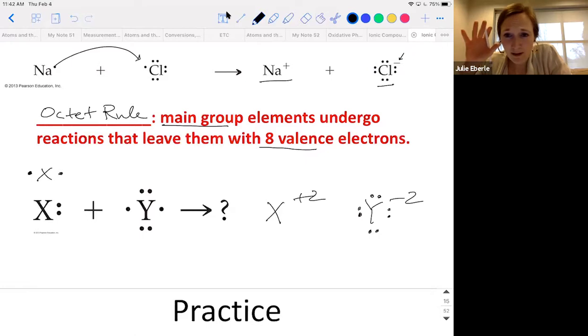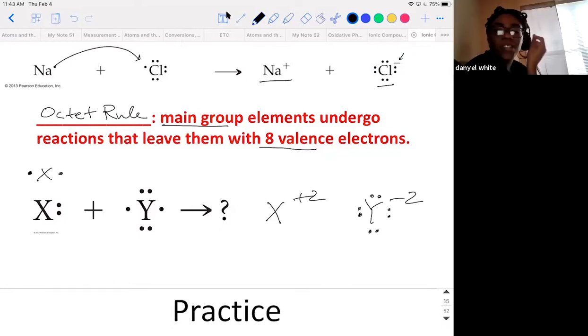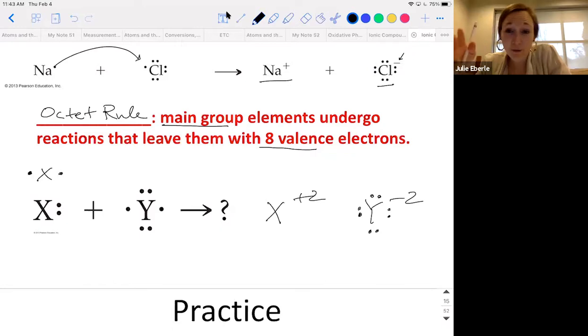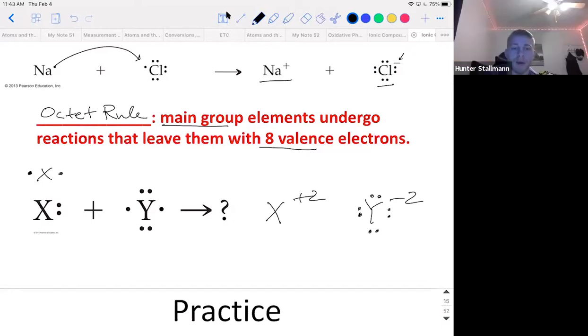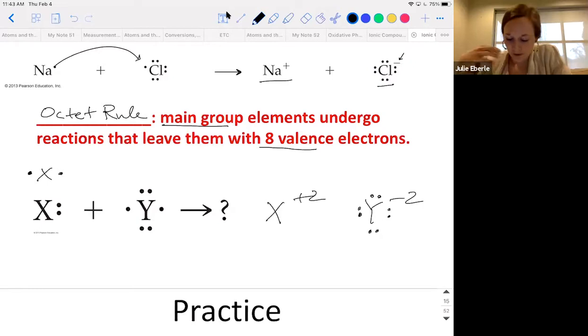Anybody confused on that? Like why x has a plus 2 and why y has a minus 2? Yes. So why does the x have a plus 2? Okay, I'm going to open the floor. Does anybody else maybe want to tackle that question before I do? Because X gave away 2 electrons, so it's becoming more positive. So it gets 2 plus instead of a negative. Yes, thank you.